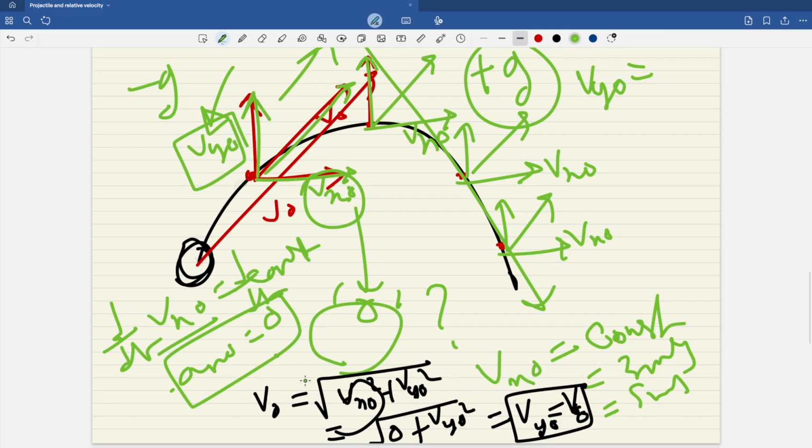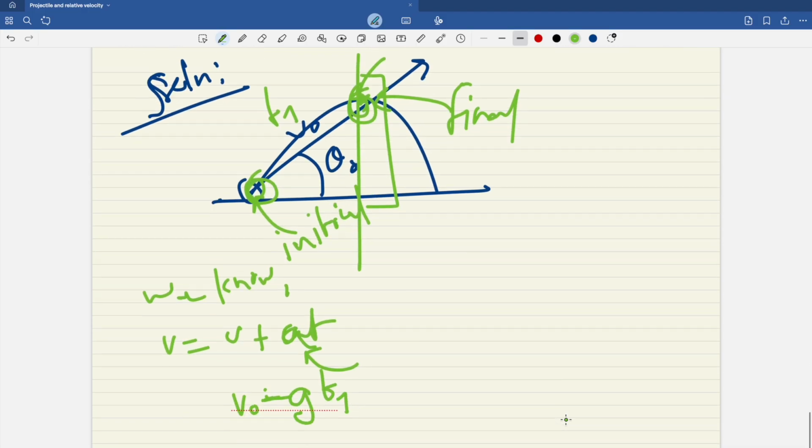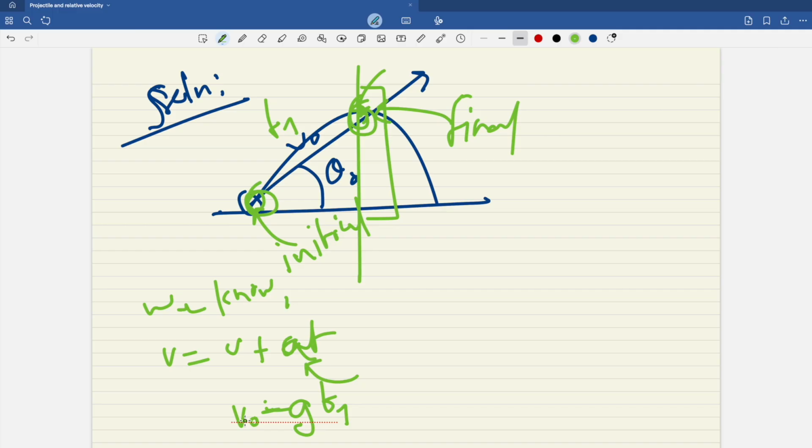Before we mentioned that, due to Vx naught being 0, the V naught was directly equated to Vy naught. So this V naught, or the Vy naught, whatever you say, would be considered as Vy naught. You can write it as Vy naught minus gT1, and this is the final velocity. This is Vy at the maximum point.